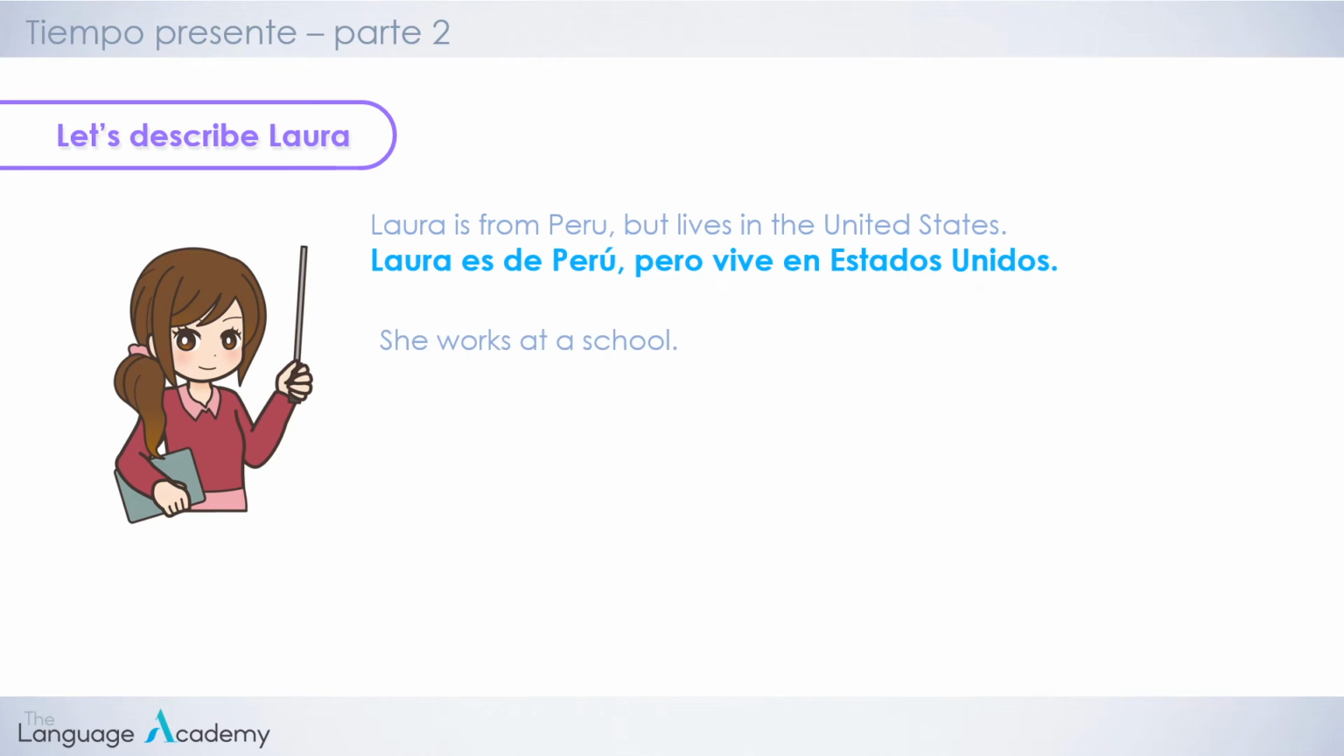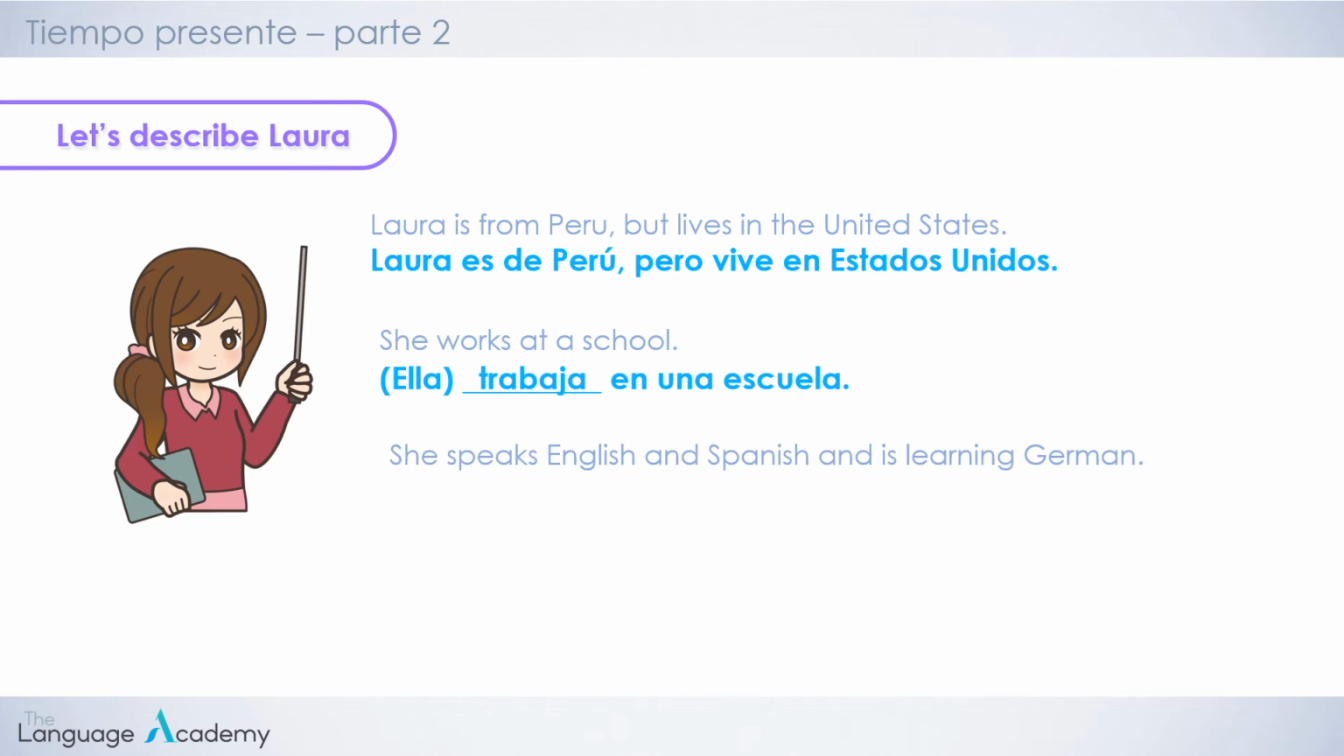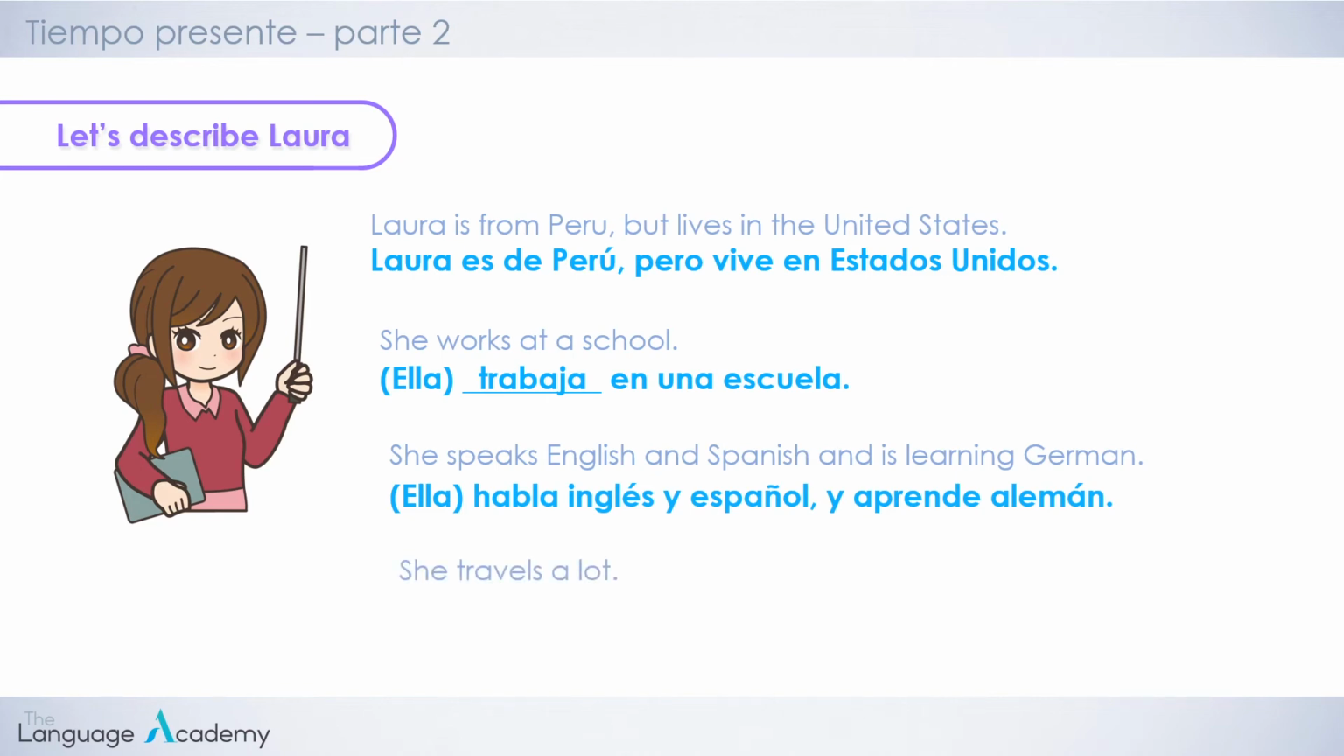She works at a school. Use en una escuela to say at a school. Ella trabaja en una escuela. She speaks English and Spanish and is learning German. Ella habla inglés y español y aprende alemán. She travels a lot. Ella viaja mucho.